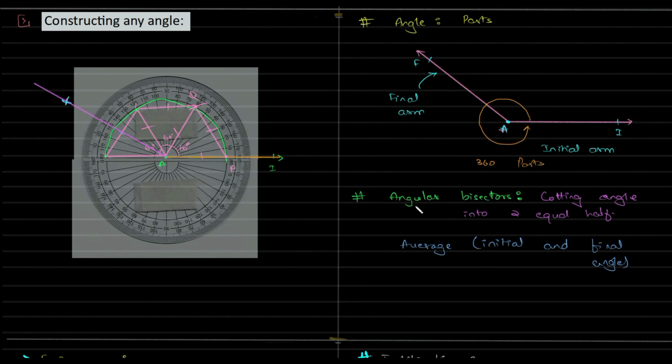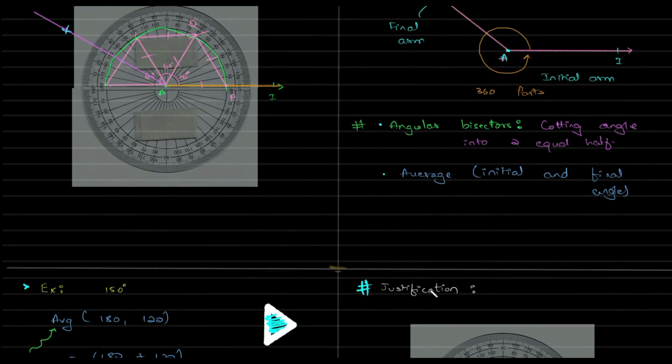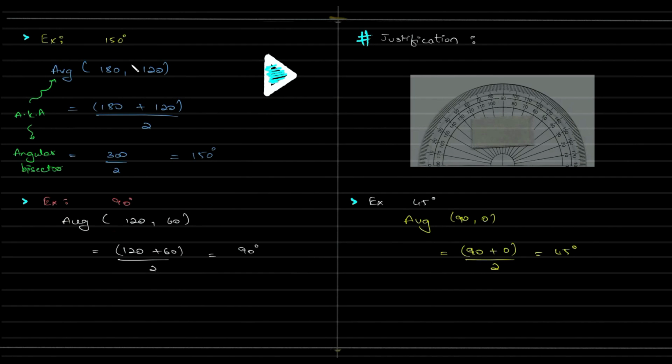The basic thing is you have to take the average of initial and final angles. So these are different languages for the same idea. This is about construction, angular bisector, and if you go with your algebra and arithmetic, it's an average, right? So please copy all of this. Then you have to see to it that you draw 150, 90 degree, 45 degree. All of this you guys have to draw.